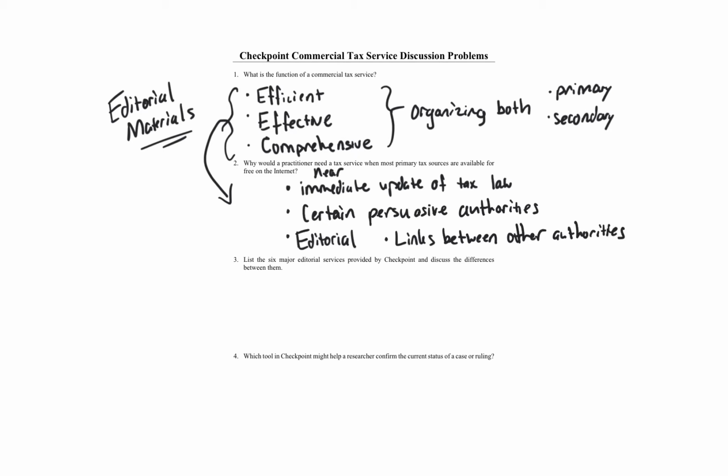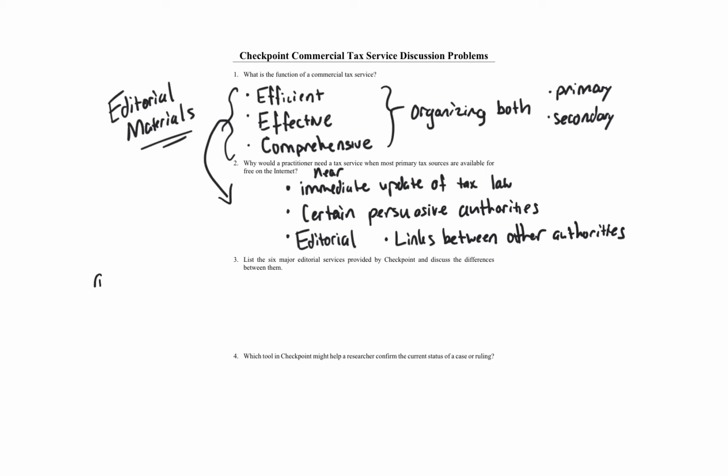Let's go on to question 3. List the 6 major editorial services provided by Checkpoint and discuss the differences between them. So I like to refer to these as the big 6. I talked about them in the introduction to this topic, that respective video. And I'm just going to go through 6, but there's a lot of different editorial services provided by Checkpoint. We're just going through the big 6. So the first 2 we're going to talk about are the flagship.